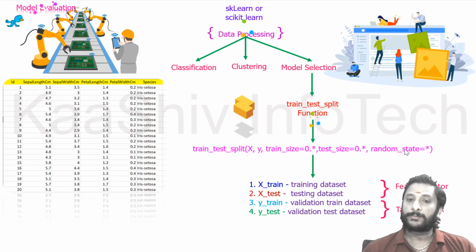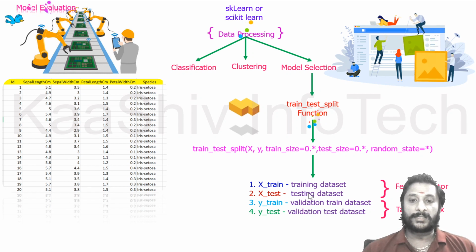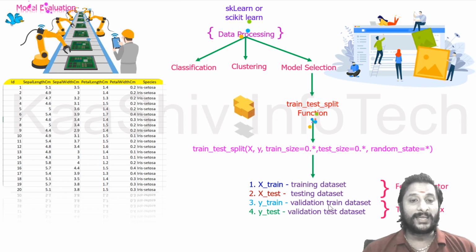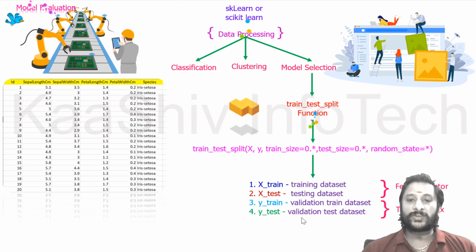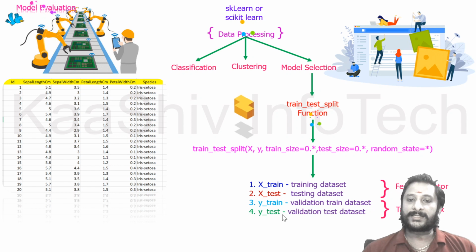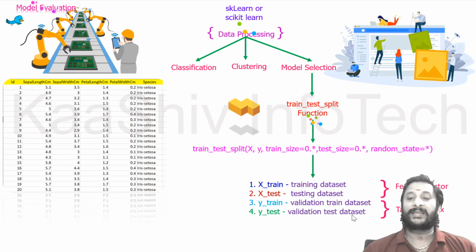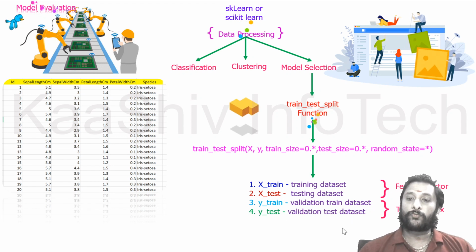So x_train, where x and y are given. x_train is the training data set. x_test is the testing one. y_train is the target training data set, and y_test is the validation or target test data set. This is how your feature and target values are.